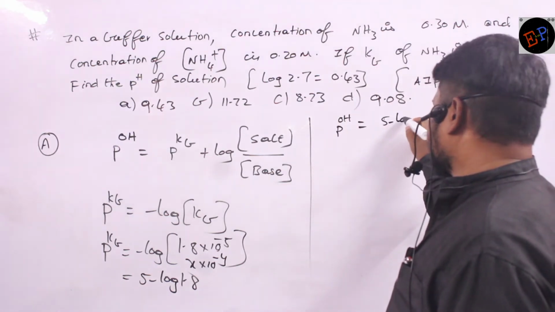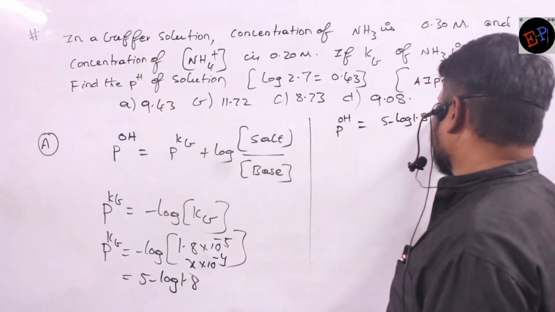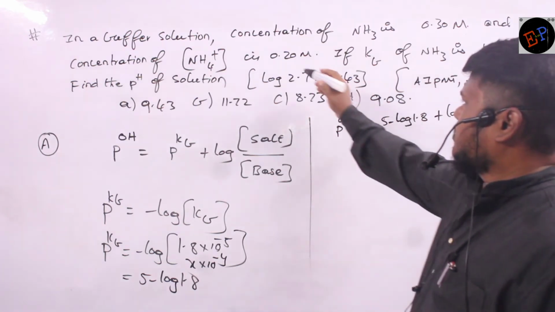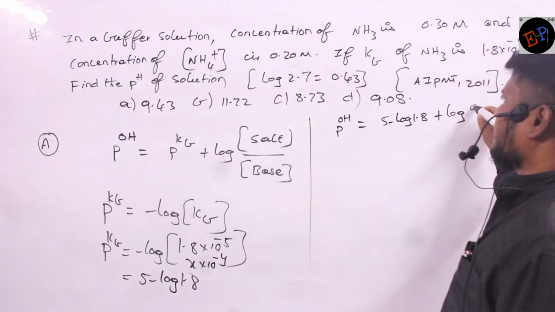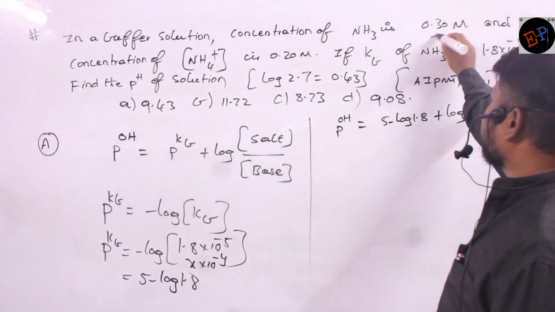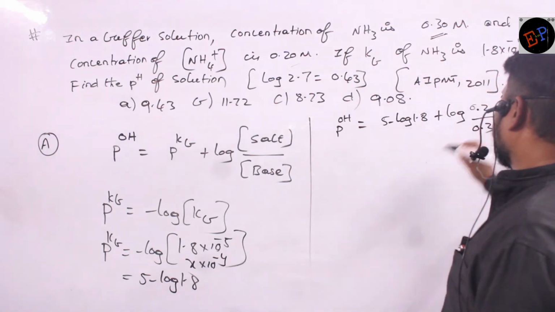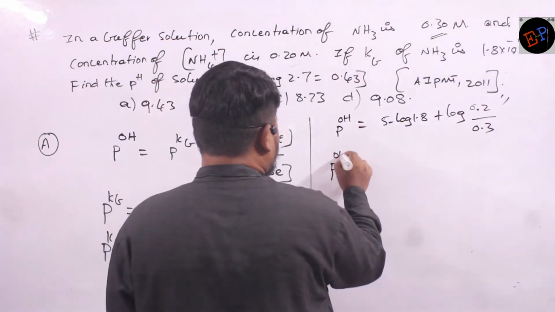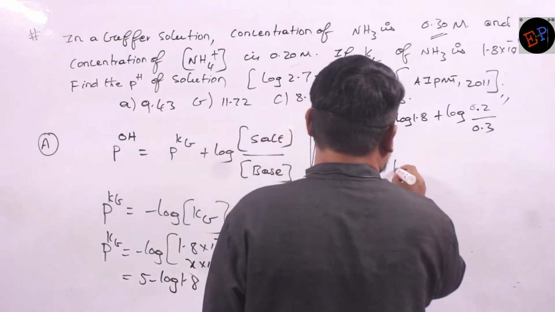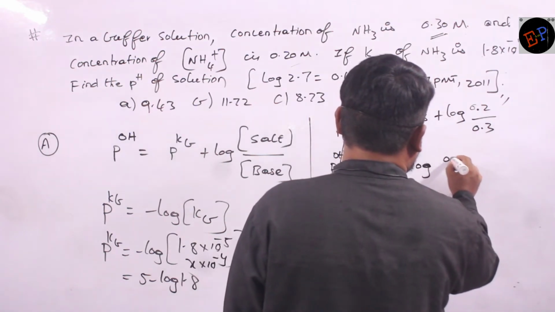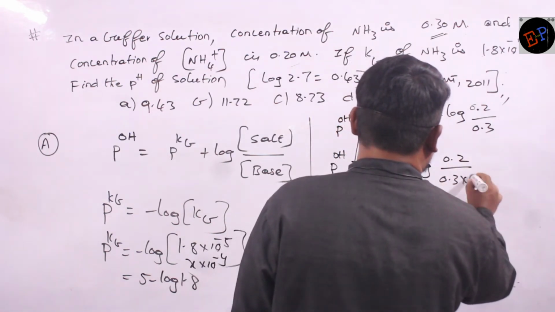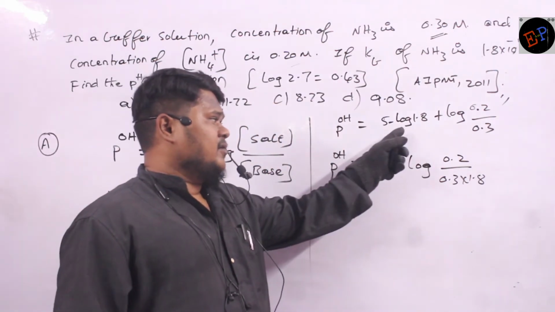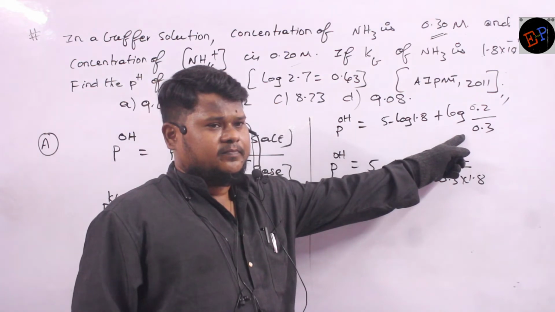It is 5 minus log 1.8 plus log of concentration of salt. Concentration of salt is 0.2. Concentration of base is 0.3. So pOH, I can write it as 5 plus log 0.2 divided by 0.3 multiplied by 1.8. Here I have minus log, here I have plus log. Are you able to understand?